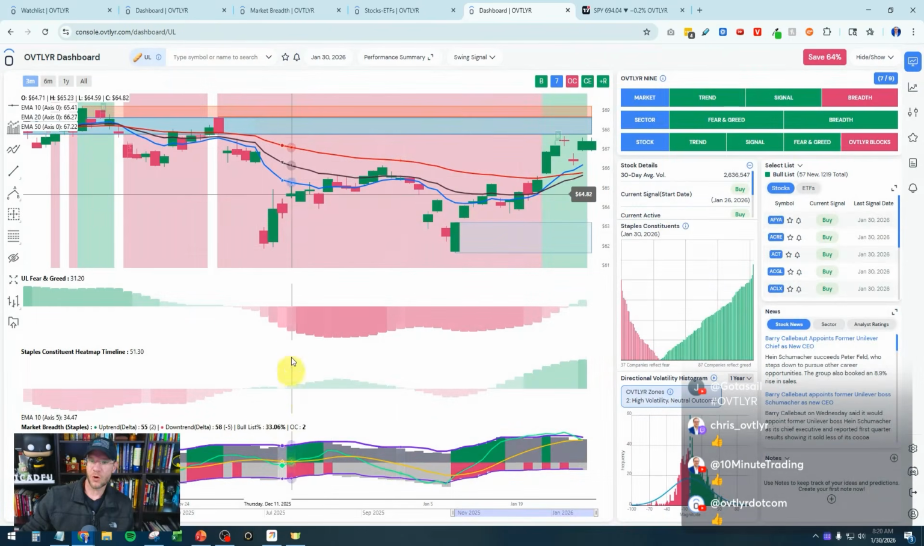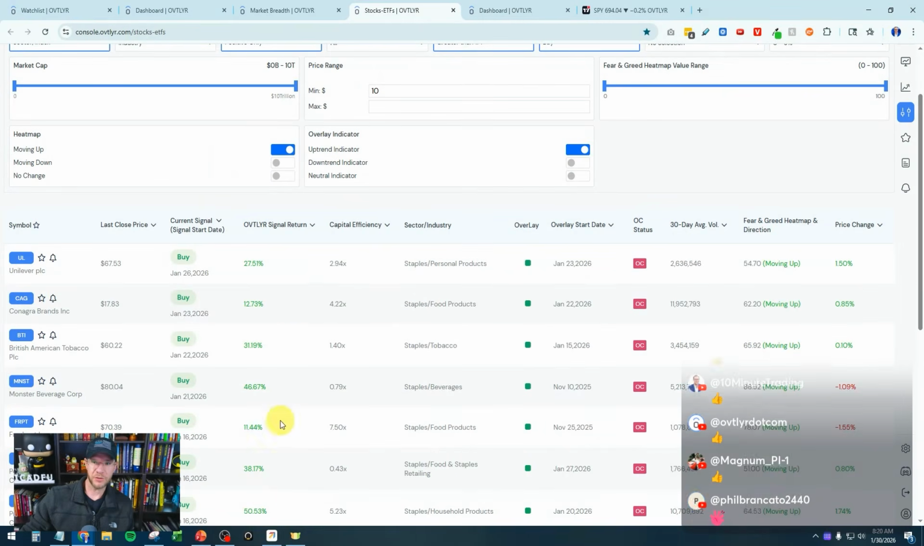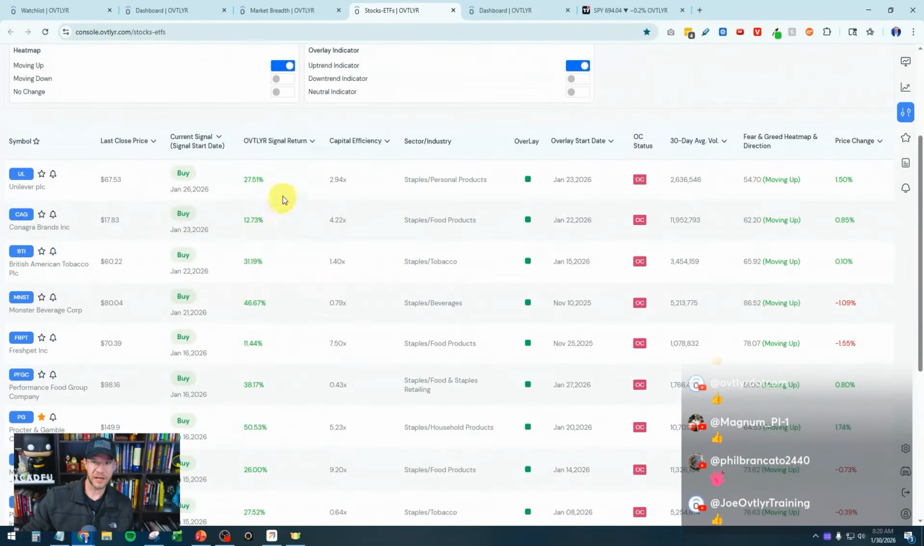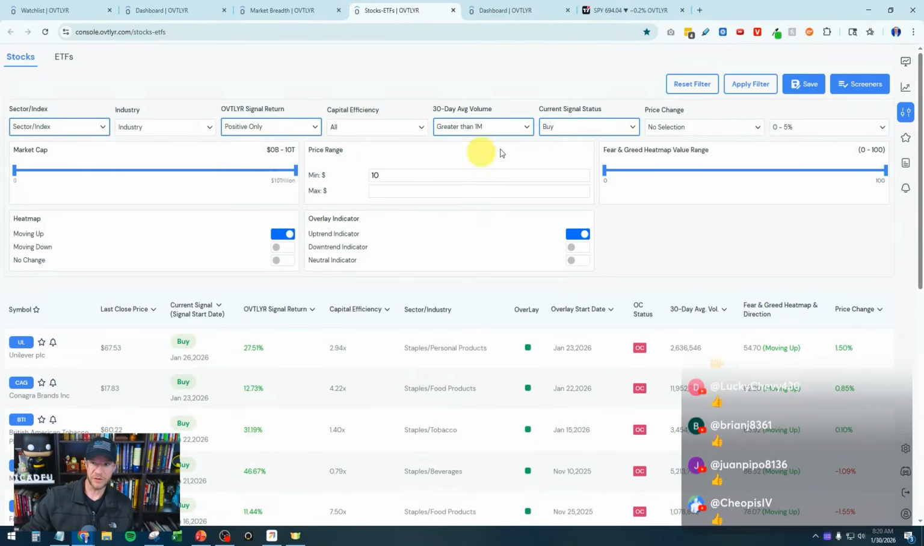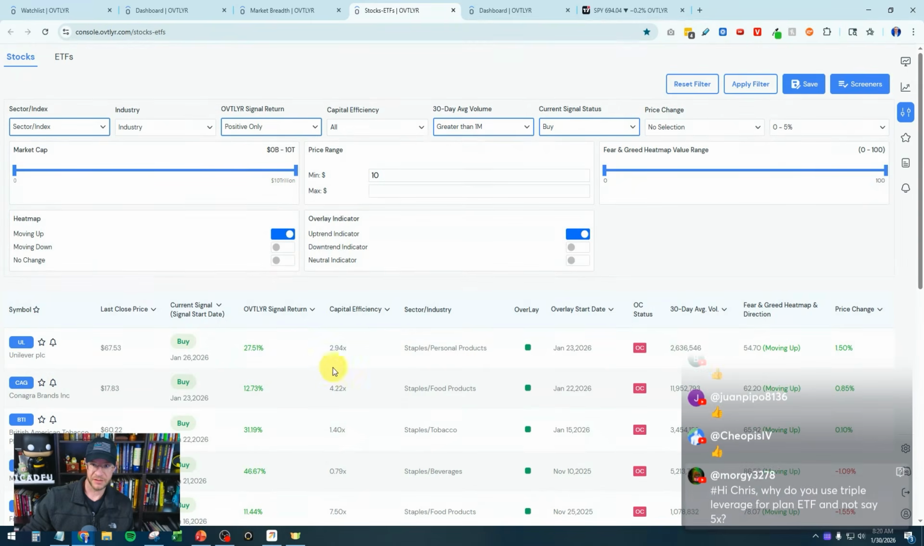Okay, so the question was, how do you go through these, right? How do you go through these? So I personally like to sort by outlier signal return. Now, you've already got it sorted in by all this.